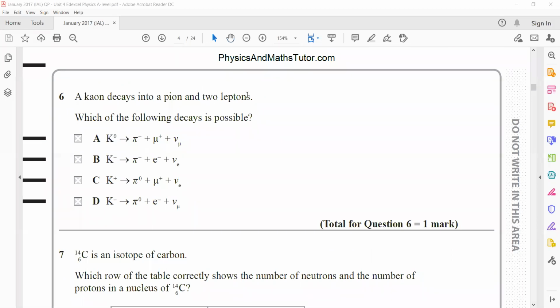Kaon decay into pion and 2 leptons. Which of the following decay is possible? Question 6. What could be the answer for question 6?